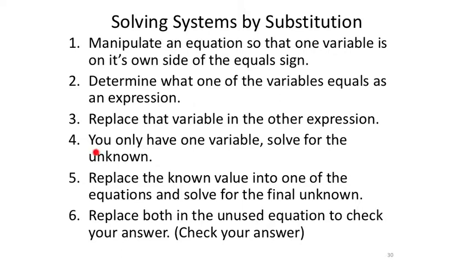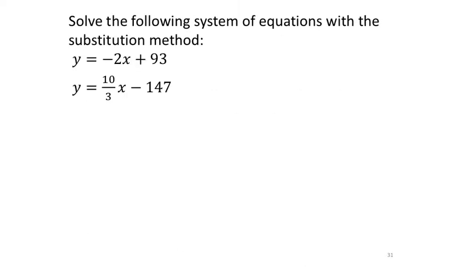So at this point, once you've done that, you will only have one variable in the equation. You just solve for that one variable. Once you get it, you replace that value into the other one of the two equations and then solve for the final unknown. Finally, you're going to want to check your answers on these. So for one like this, here's what I'm going to do.